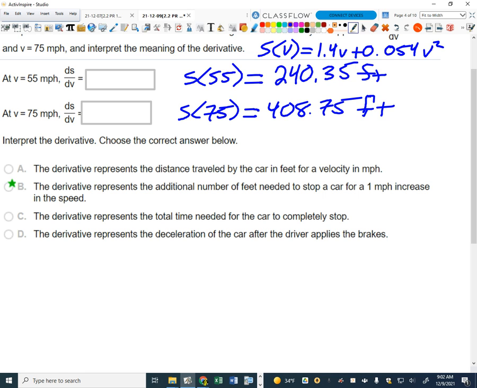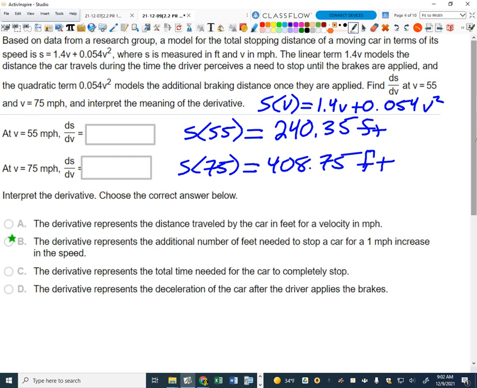So we understand what these things mean, but what about rates of change? So ds dv, that's the rate of change of stopping distance with respect to speed. S is stopping distance, v is velocity or speed. We could take this derivative. That's easy, let's do it real quick. Good practice for us. What is that derivative, Shay? What are we going to get for S prime of v?